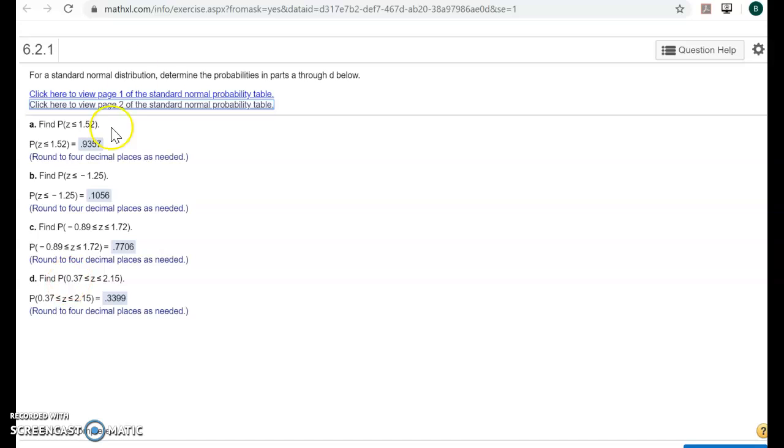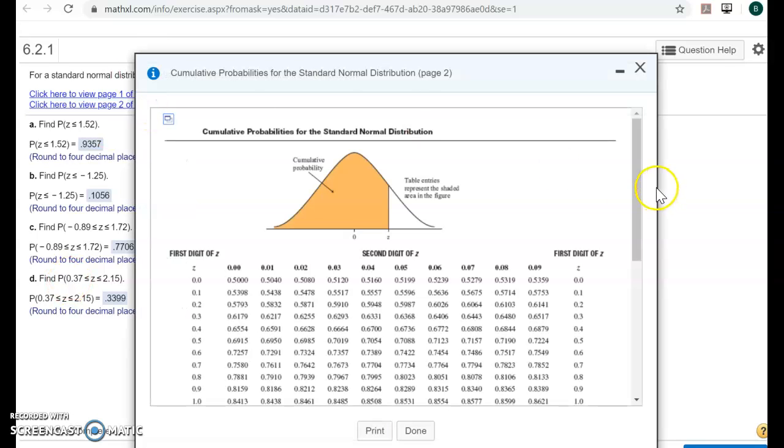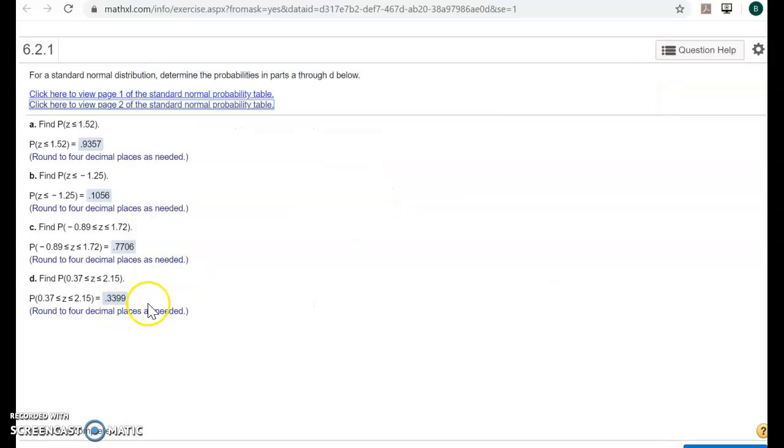And then let's do 0.37. So we have 0.9842 and we have 0.6443. So if you subtract 0.9842 minus 0.6443, you will get 0.3399. And that is how you find the probability given the z-score for a standard normal distribution.